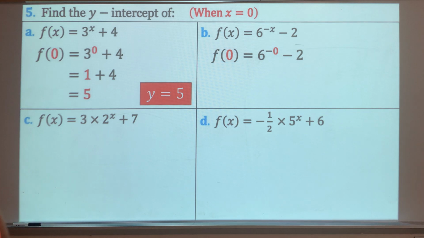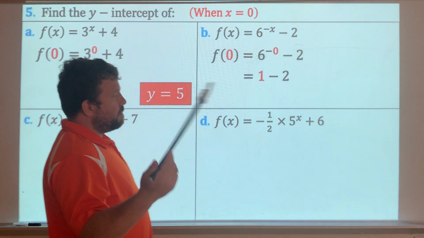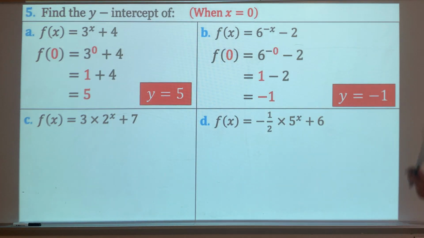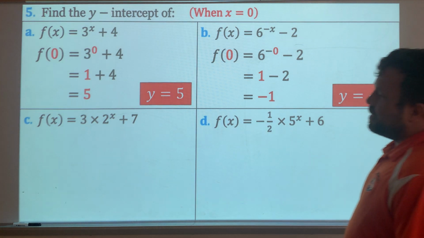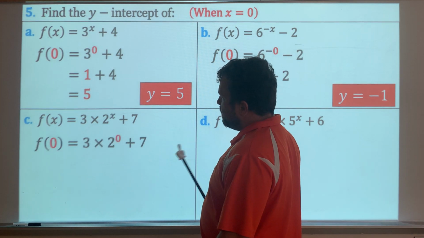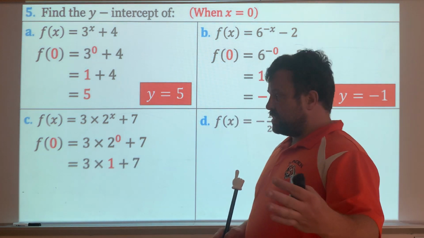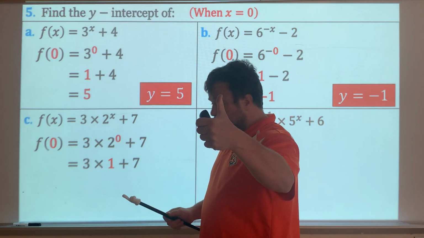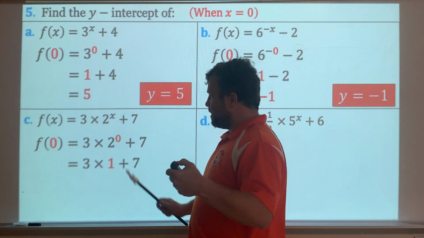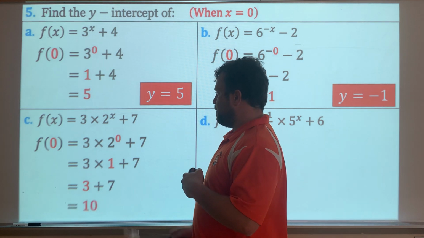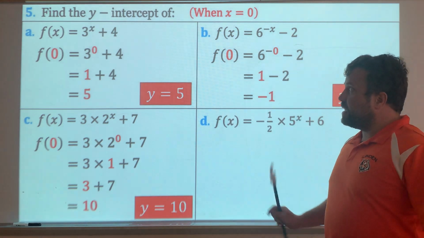f of 0 equals 6 to the -0. -0 is just 0. 6 to the 0 is 1. 1 minus 2 is -1. y equals -1 is my y-intercept. C. 3 times 2 to the 0 plus 7. 3 times 1 plus 7. You have to use PEMDAS: parentheses, exponents, and then multiplication. 3 times 1 is 3. And then addition. 10. y equals 10 is my y-intercept.